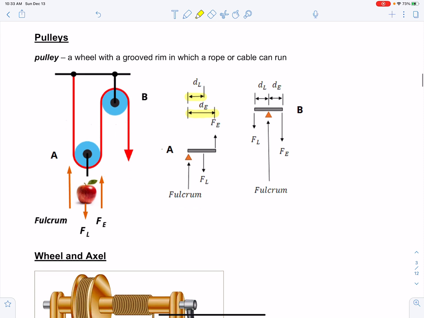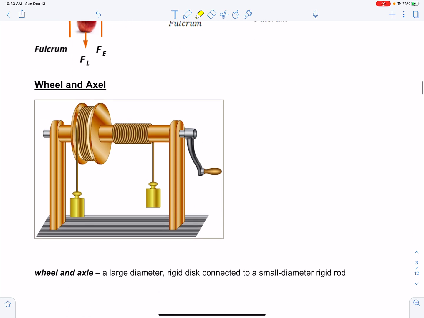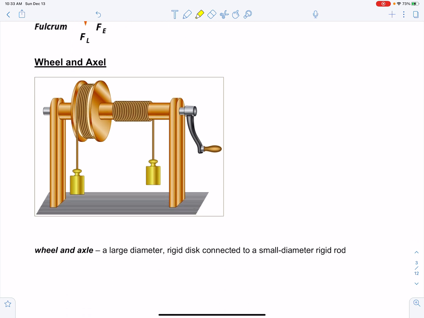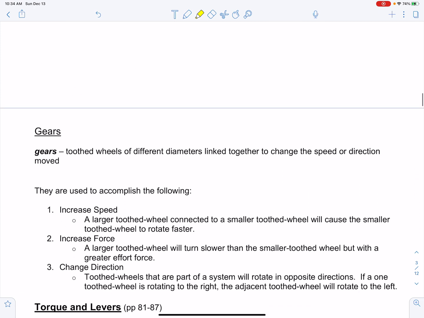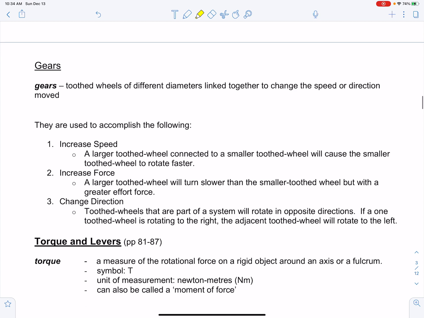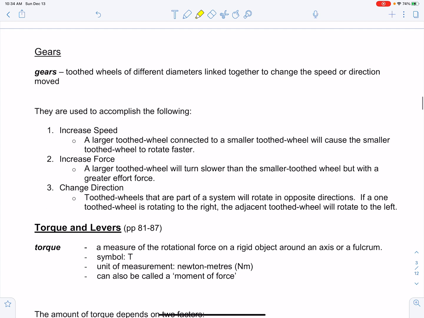Finally, we have the wheel and axle. A large diameter rigid disc connected to a small diameter rigid rod. And you can see that in this diagram, the wheel and axle are used to perform a task. Gears. Gears are toothed wheels of different diameters linked together to change the speed or direction moved.